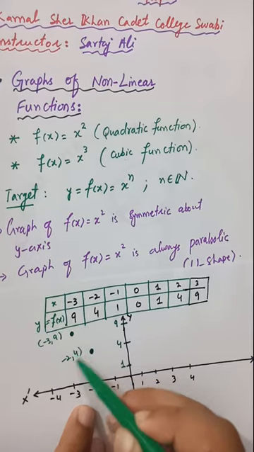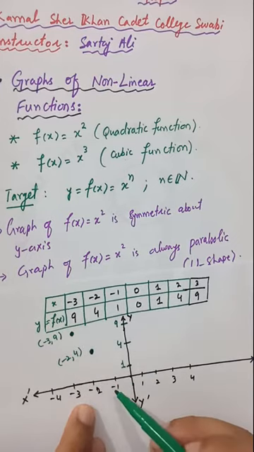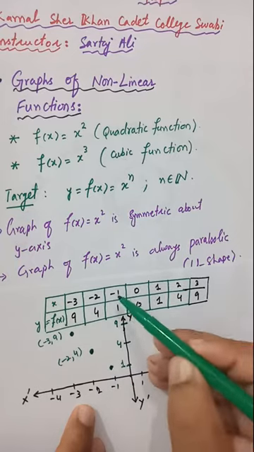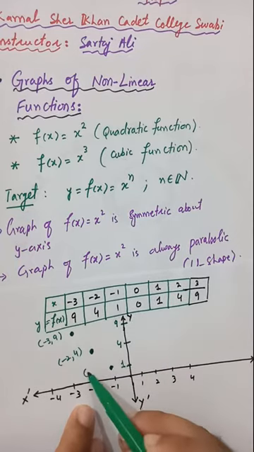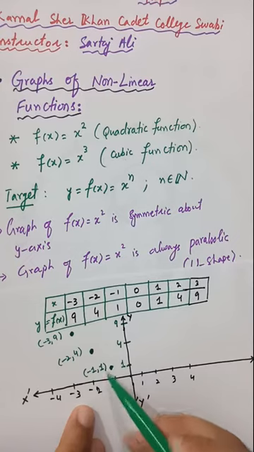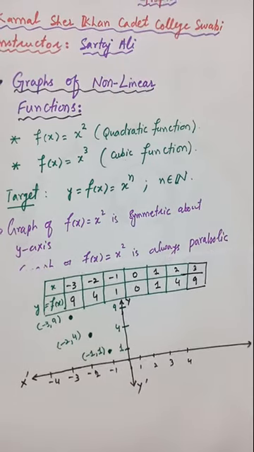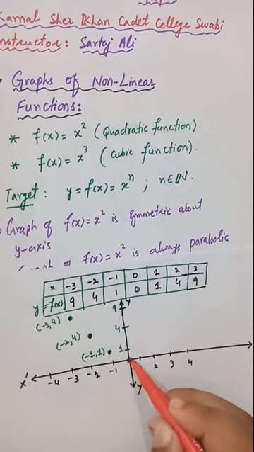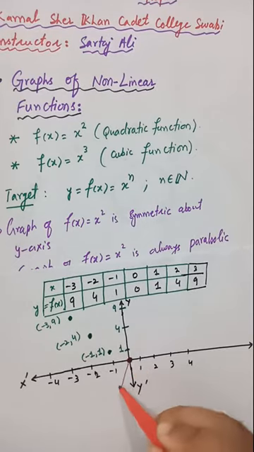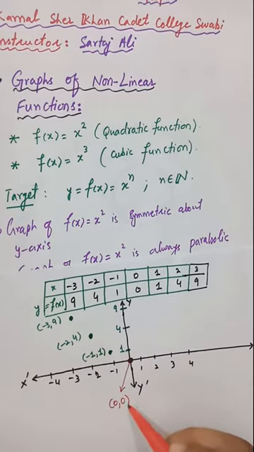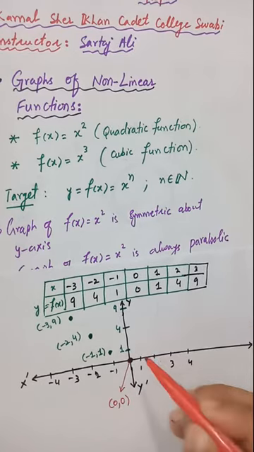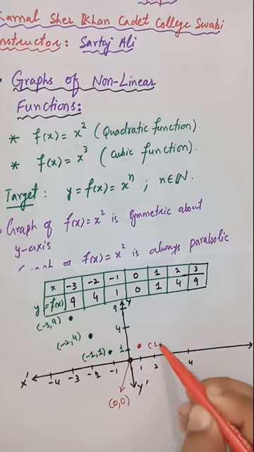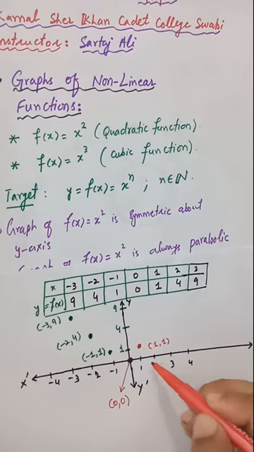Minus 2, 4. Now when you put minus 1, you will get plus 1. You see that, minus 1, plus 1. Then when you put x is equal to 0, you will get 0. So another point is 0, 0. When you plug 1, you will get 1. So this is the point 1, 1. When you plug 2, you will get 4.